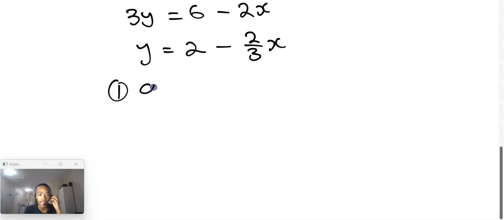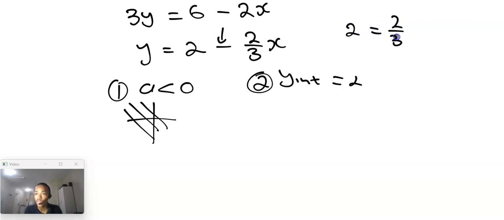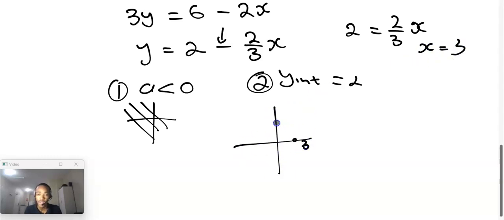Plotting this, we notice that a is less than 0, because this is negative here, so our graph will be like this. Then we find the intercepts. Notice that the y-intercept is 2, and for the x-intercept, you let y equal to 0, therefore you have 2 equal to 2 over 3 x, and 6 divided by 2 gives x equal to 3. So we just plot x equal to 3, and y equal to 2, and then plot the graph.